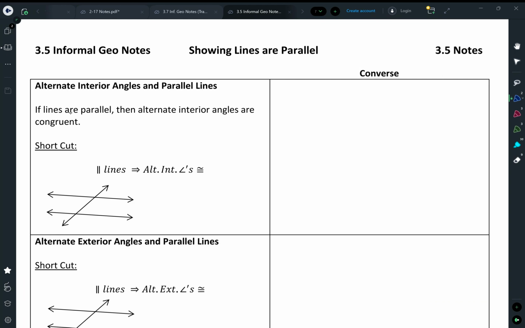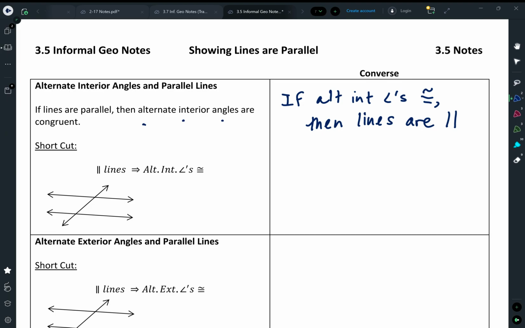So the first one says if lines are parallel, then alternate interior angles are congruent. So now we're going to do the converse, and we're going to say if alternate interior angles are congruent, then the lines are parallel. So this is really, like I said, the backwards of the skill we've been working on before.